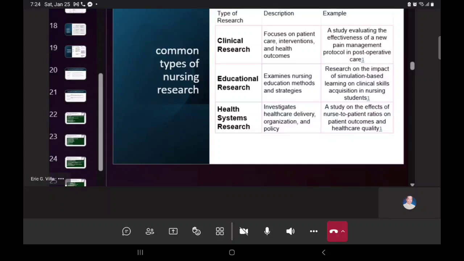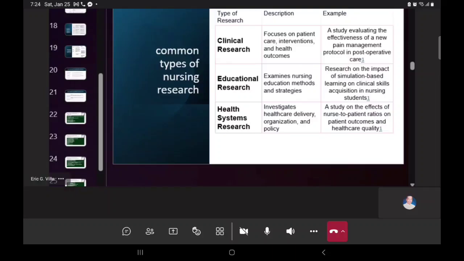For example, a clinical research study might evaluate the effectiveness of a new pain management protocol in postoperative care. Such research can lead to improved pain control for patients recovering from surgery, directly influencing nursing practice and patient outcomes.